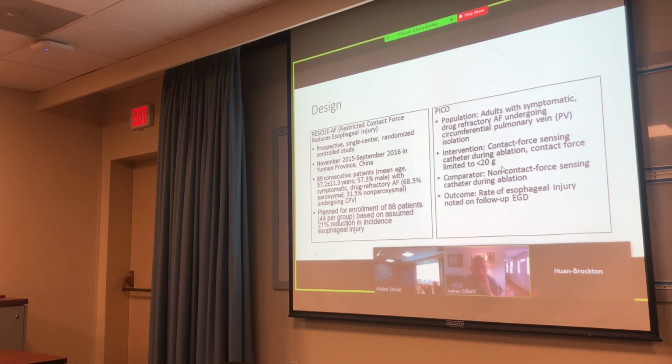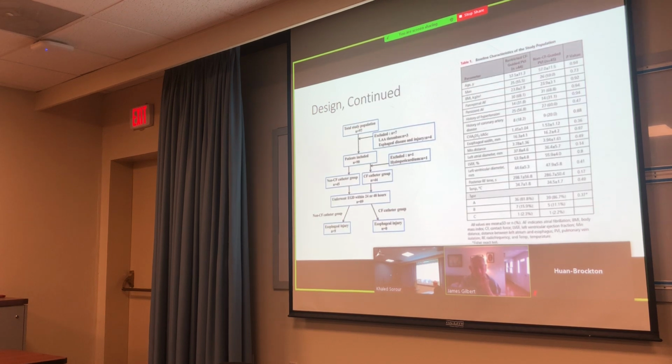Overall, as far as the PICO for this study, the population was adults with symptomatic drug refractory AF undergoing a CPVI. The intervention was using a contact force sensing catheter during the ablation with contact force limited to less than 20 grams of pressure, and the comparator was a non-contact force sensing catheter. So they weren't actually varying the pressure, they were actually using a catheter that did not sense pressure at all. So we don't know how much pressure they used. And then the outcome was the rate of esophageal injury noted on follow-up EGD, though they also looked at the anatomic variations and some of the mechanisms of injury in their study.